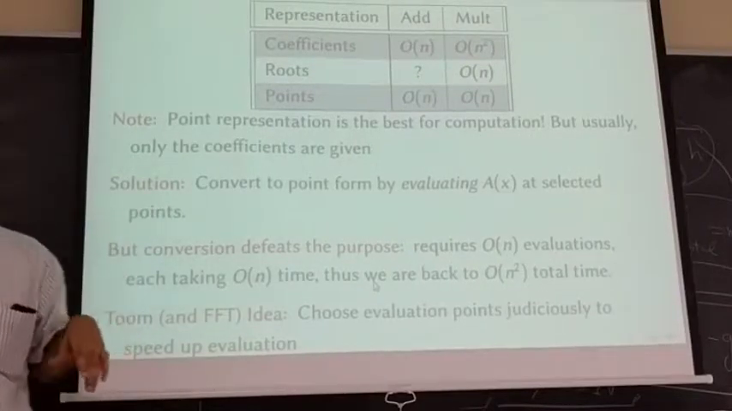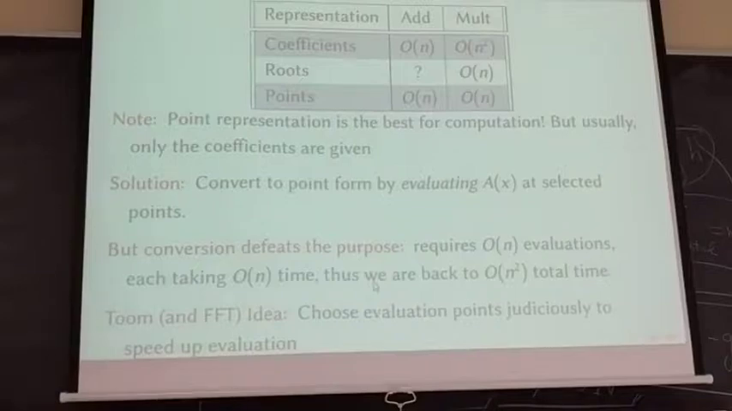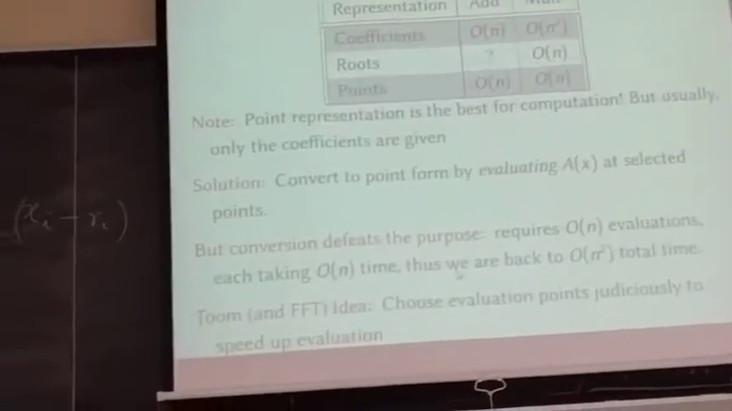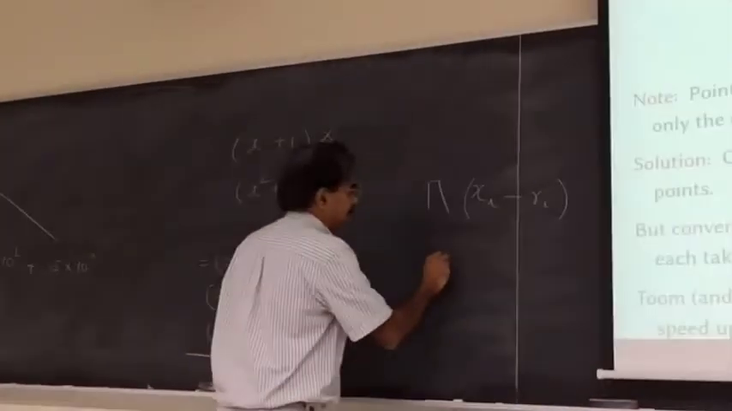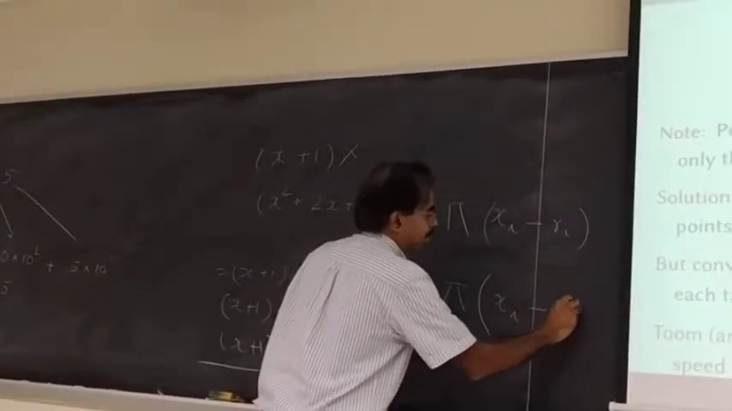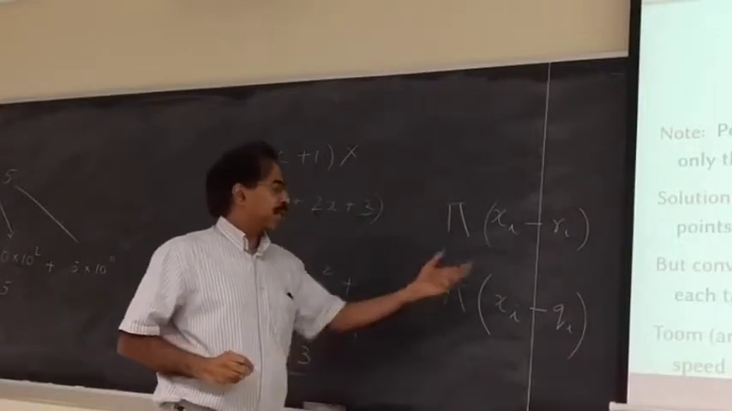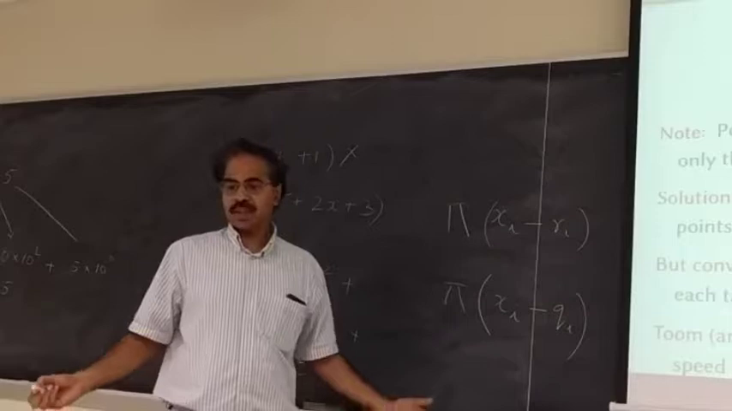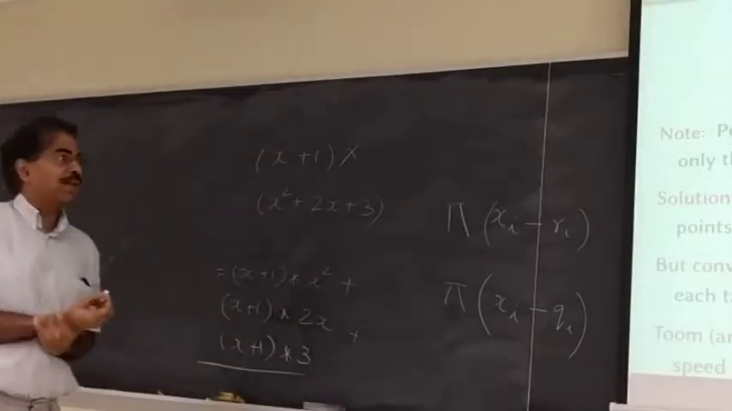Multiplication being easy is very obvious, right? If I have the product of (x minus ri), which is one polynomial, and the other polynomial is another product of (x minus, let's say, qi), then the product is simply, you just write these things together. So the product requires really no effort.